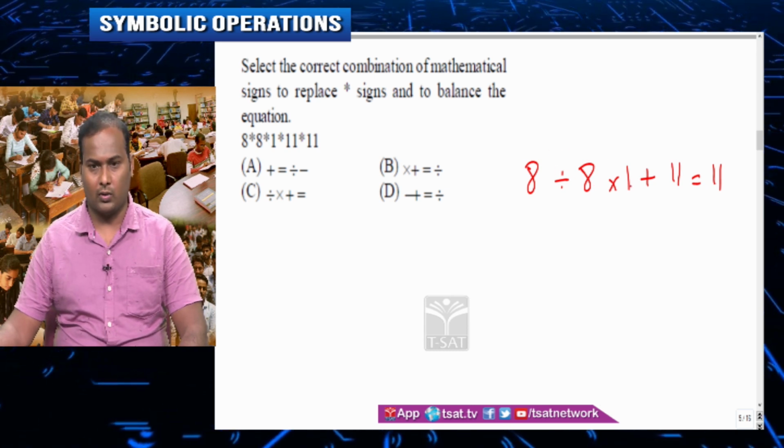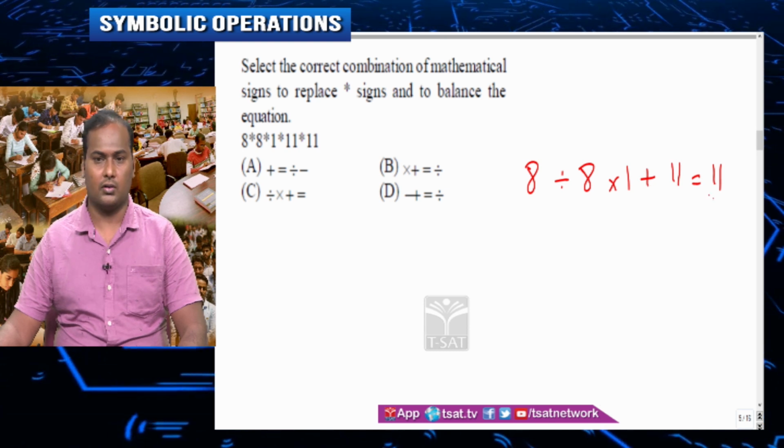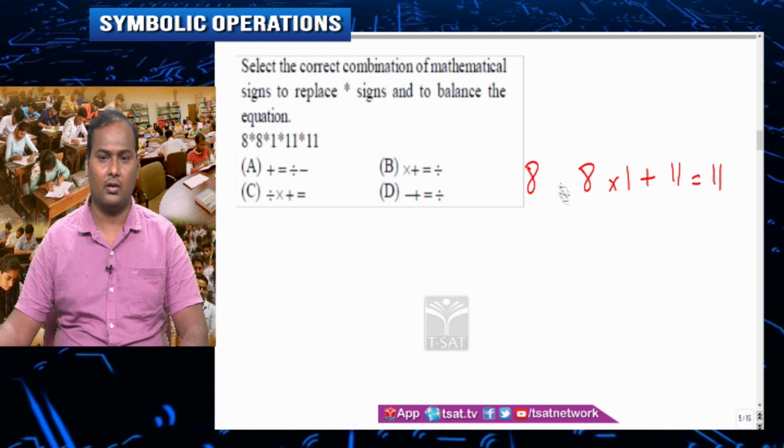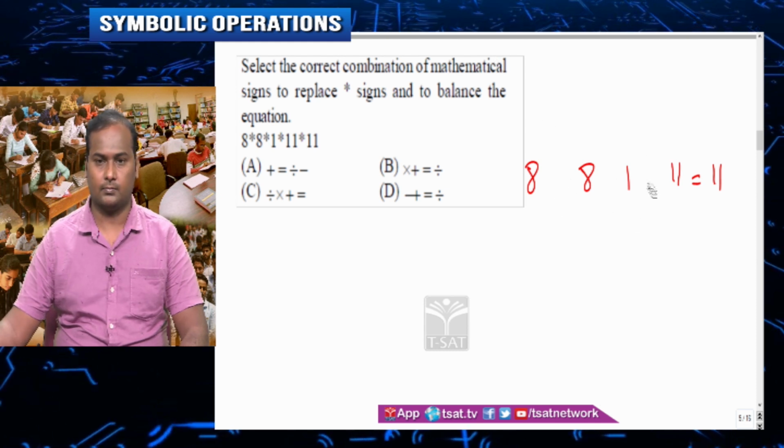1 into 1 is 1. 1 plus 11 is 12. So this 12 cannot be equal to 11. So you eliminate option C as well.